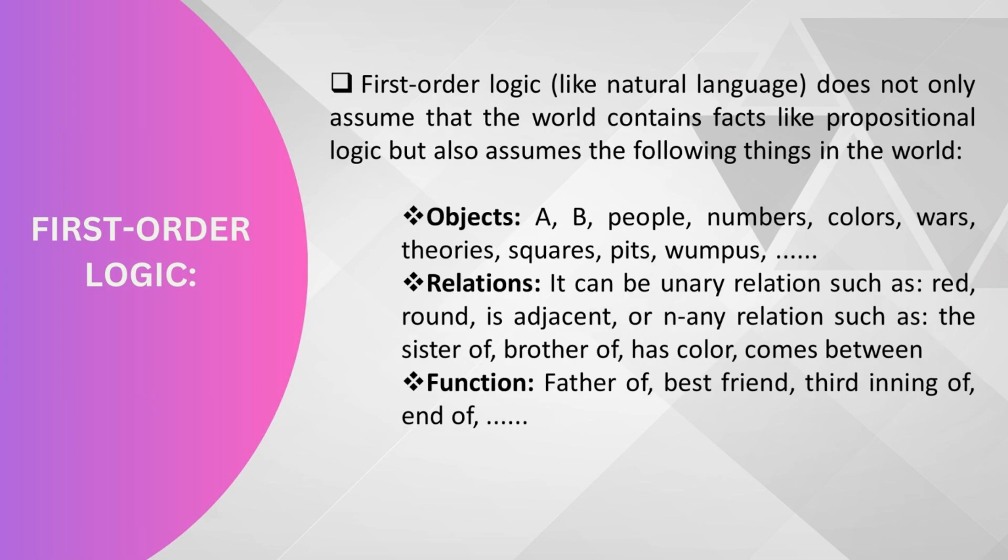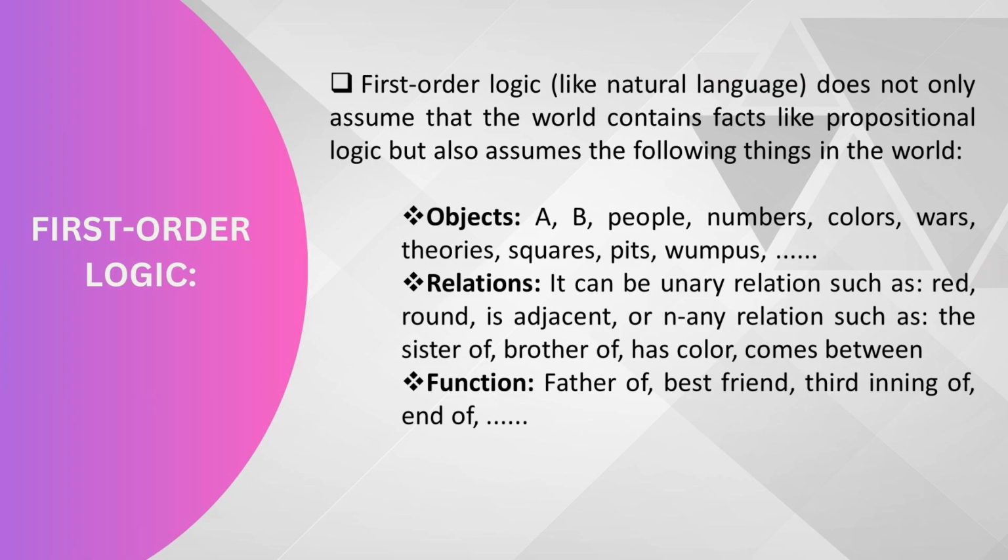First order logic is a more sophisticated logical framework that exceeds the constraints of propositional logic. In first order logic, the assumptions about the world go beyond just facts. It introduces the concepts of objects, relations and functions. Objects are the entities that populate our world. They can be concrete like people, numbers or colors, or abstract like theories or concepts.